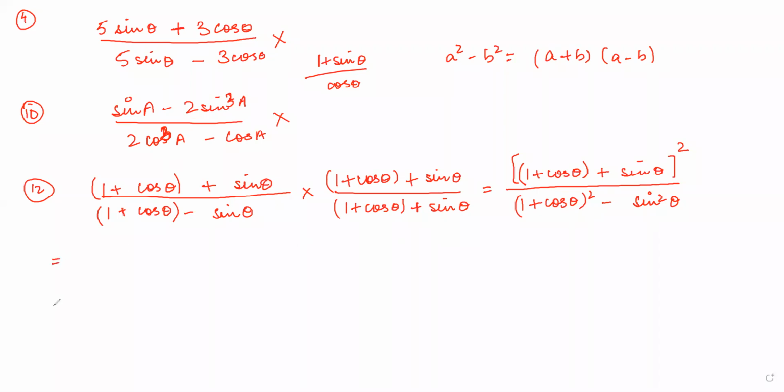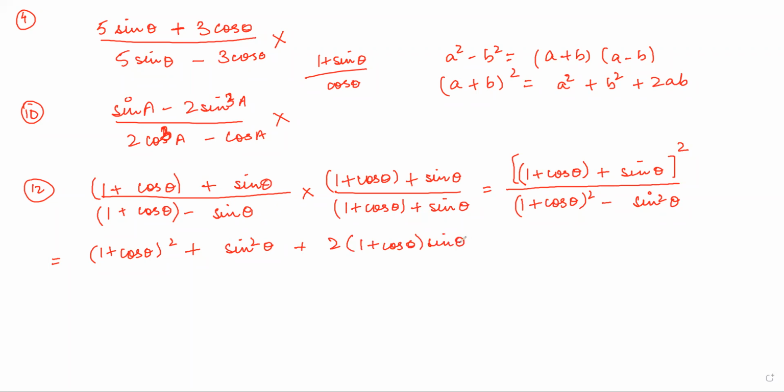Okay. Now you open the bracket in the numerator. So in the numerator, now I have a plus b whole square. So when you have a plus b whole square, how do you open this bracket? A square plus b square plus 2ab. Very good. So that's the identity we will use, right? So it will become 1 plus cos theta whole square plus b square, that means sine square theta, plus 2ab, that means 2 into 1 plus cos theta into sine theta. All right?